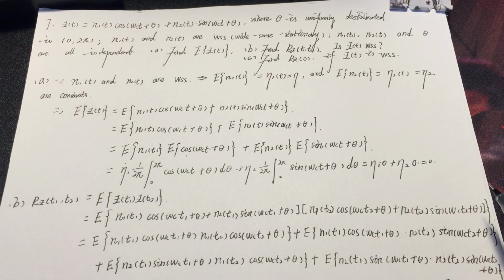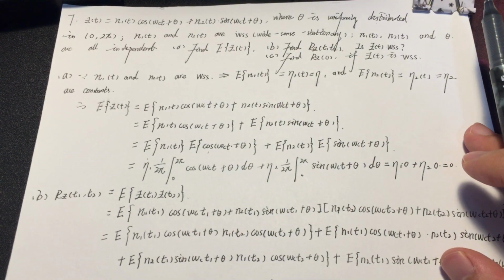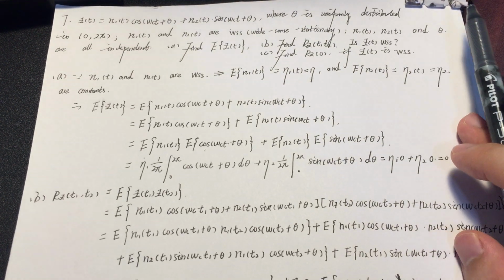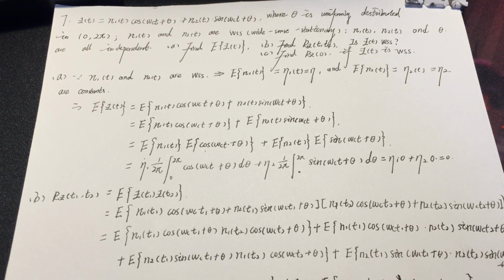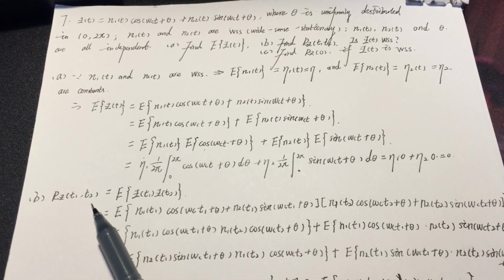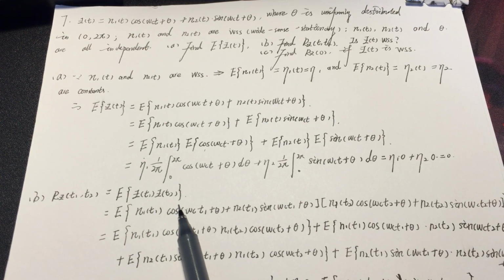The next question asks us to find R_Z(t1, t2), given that Z(t) is wide-sense stationary. If we want to calculate R_Z(t1, t2), it is a long equation, so I have already written this transformation over here. Firstly, we know that R_Z(t1, t2) equals the expectation of Z(t1) multiplied by Z(t2).